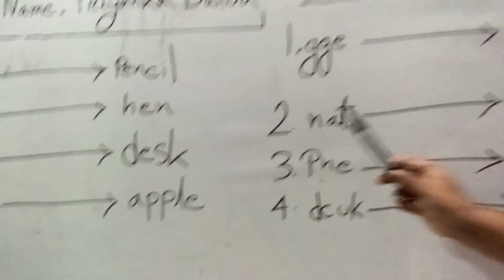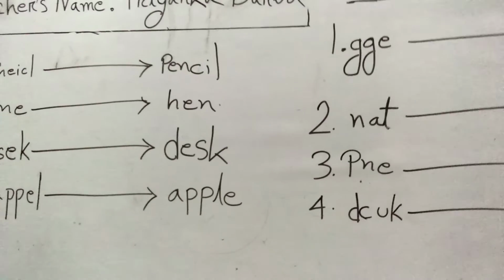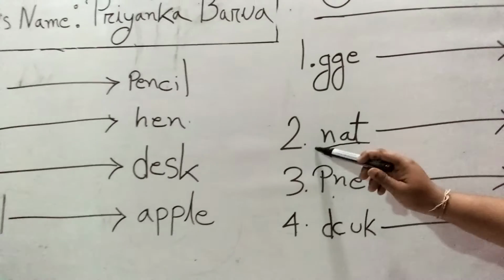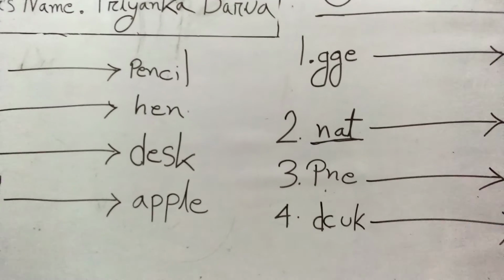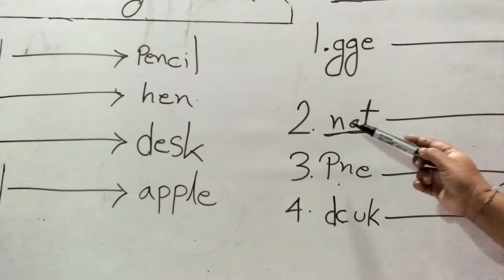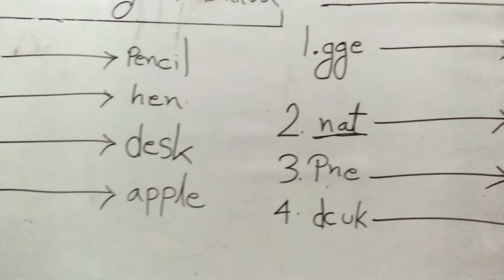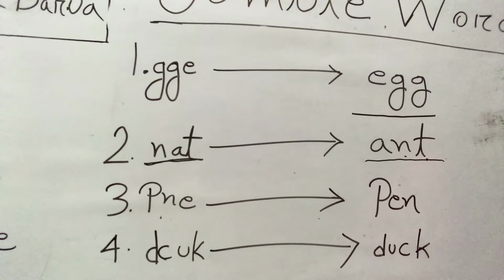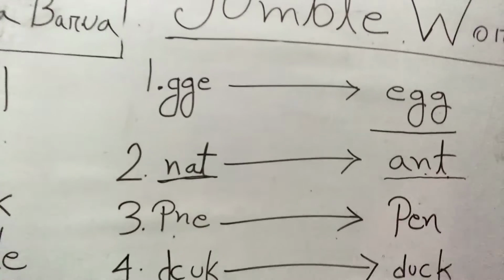Second one is NAT. Do you think that it is right? No. N-A-T, this word doesn't have any meaning actually. So if we change the letters, then can we have a new one? If we write A and T, that is ant. Do you know what is ant? Yes, ant is a very familiar insect.